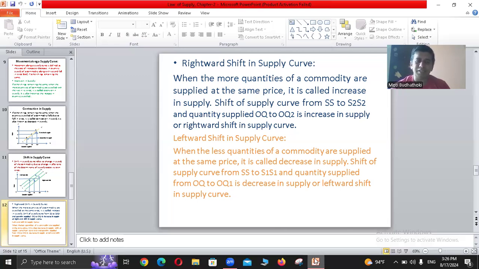Leftward shift means decrease in supply. Rightward shift means increase in supply. Leftward shift happens due to the unfavorable condition, because the price is constant, the price is the same, and rightward shift happens due to the favorable condition, because there also the price is the same, the price is constant.